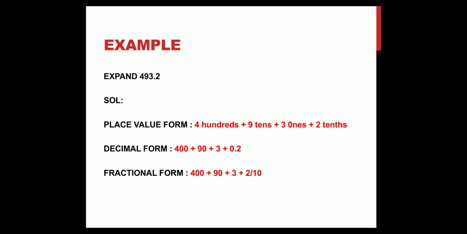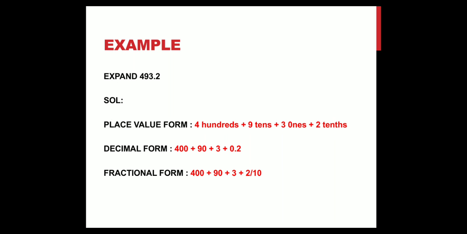The last expansion form is fractional form. How can I write in fractional form? In the same way, 400 plus 90 plus 3 plus, and the decimal number is nothing but the decimal fraction form, right? So I can write it as 2 by 10. So I write 400 plus 90 plus 3 plus 2 by 10. Clear? So here I have explained the three forms of writing the expansion.